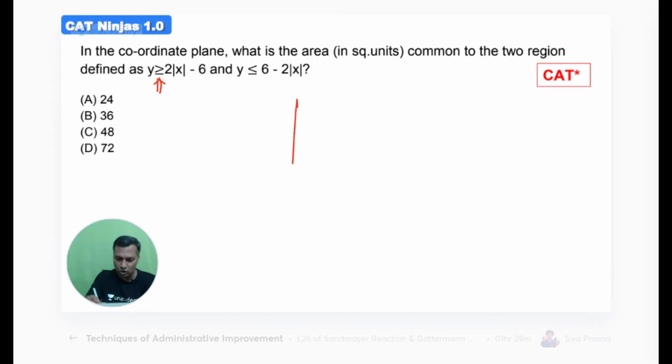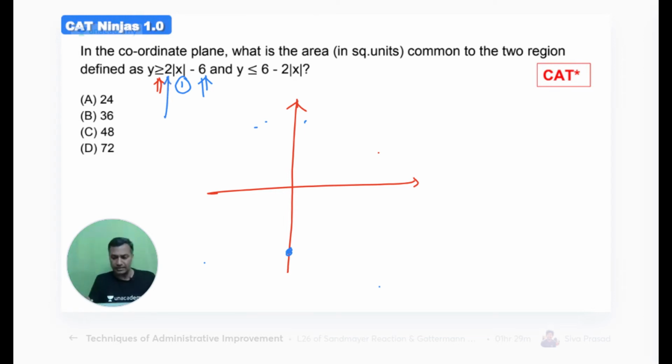Let's come back and draw these particular graphs. If you draw the first graph, let's call this the first graph, there should be an offset of 6 units here. This is an offset of minus 6. Minus 6 is a mod graph. Of course, there is a scaling factor here. We'll come to that scaling factor later.